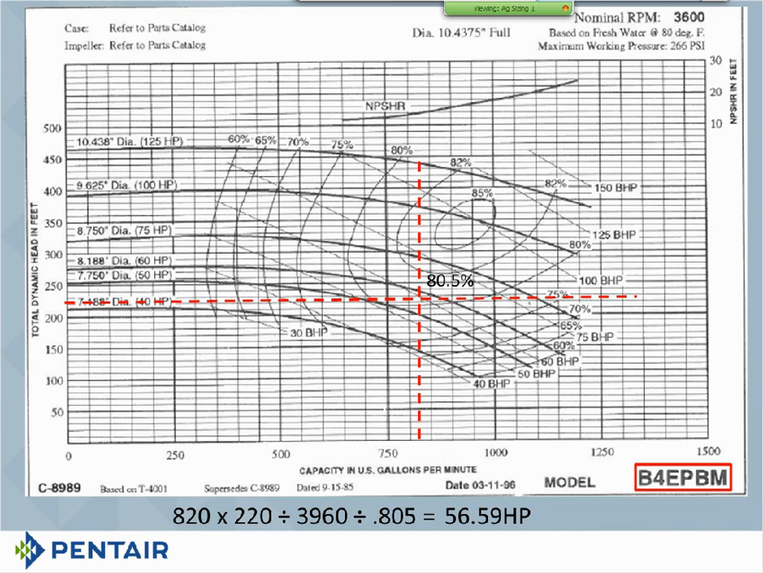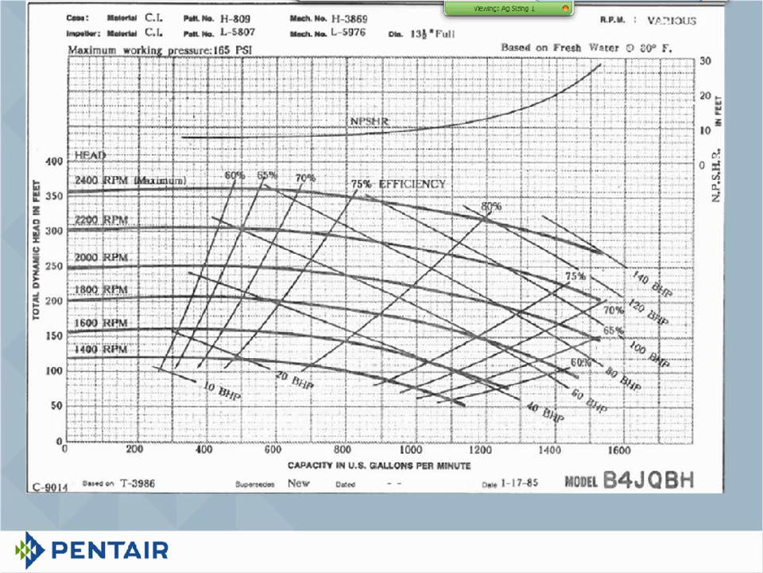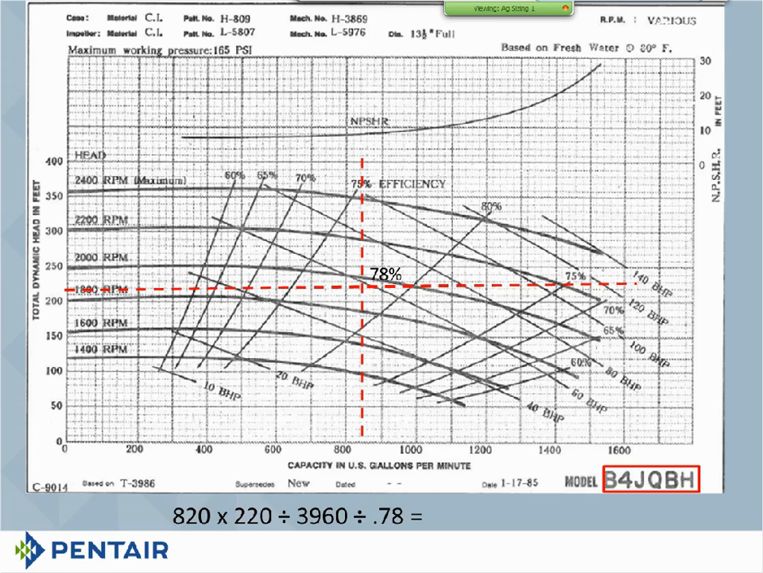Now again, the P there indicates that we are talking about our electric motor pump. Let's change the pump. Let's go to our Cube pump now, which is our SAE engine mounted pump. There's our 820 gallons a minute there, and there's our 220 feet of head on this one. And now you're going to notice we're at about 78%, and again, we're kind of guessing there. So we take 820 times the 220 feet of head, divide it by the 3960 constant, divide it by the 0.78 efficiency, and that's going to equal 58.4 horsepower.